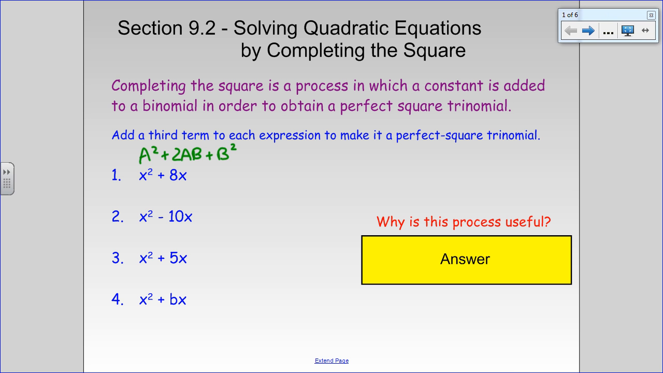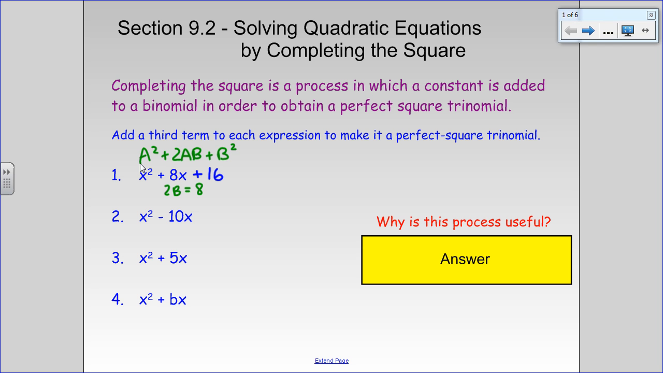Therefore, when we look at our binomial x squared plus 8x, if we look at the first term, we can see that a squared is equivalent to x squared, and thus a is equal to x. Moving to the second term, since a is equal to x, we know that 2b is equal to 8. Therefore, b is 8 divided by 2, or 4. Thus, the constant we need to add to create our perfect square trinomial is 4 squared, or 16. X squared plus 8x plus 16 is a perfect square trinomial. It's the square of the binomial x plus 4.